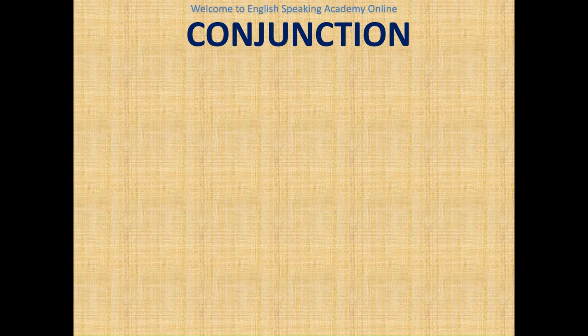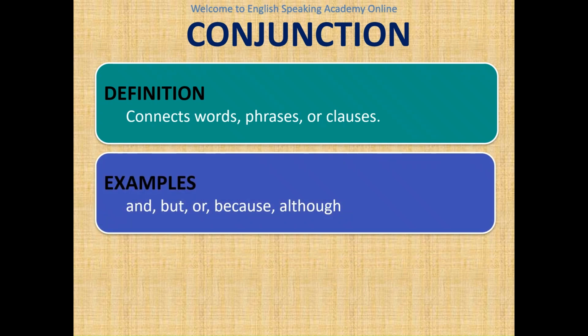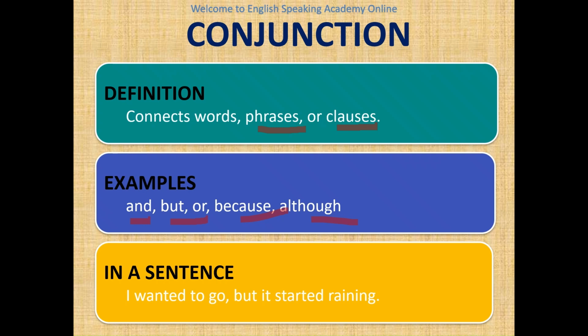The next word is conjunction. A conjunction is basically used to connect words, phrases, or clauses. For example, the examples of conjunctions are and, but, or, because, although. Example of a conjunction in a sentence. I wanted to go, but it started raining. In this sentence, but is a conjunction which is used to connect the two clauses.